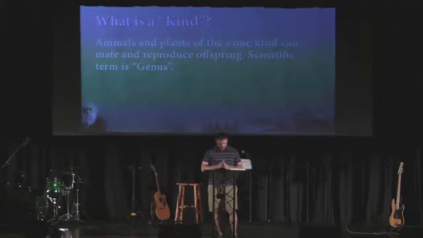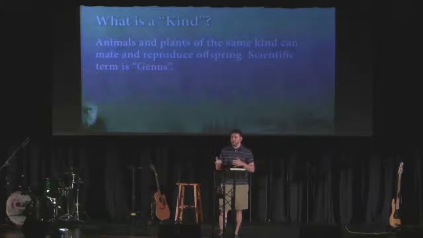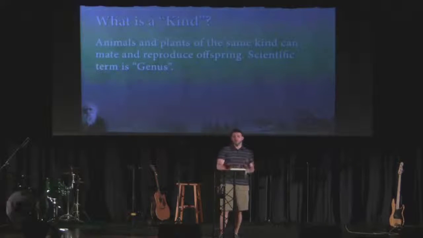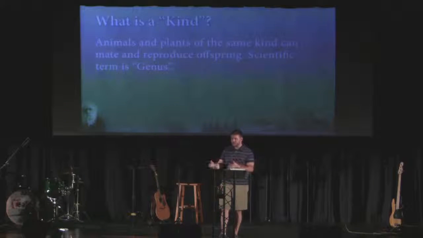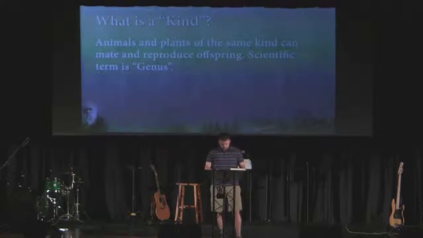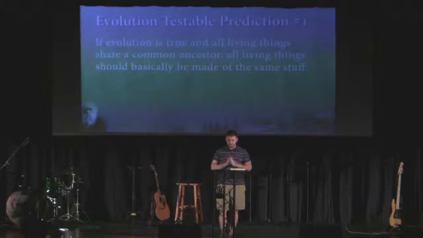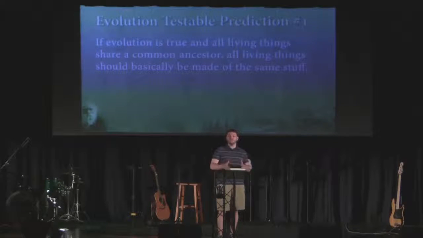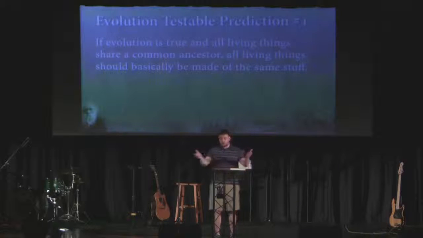All right, so we have two hypotheses that try to explain why we have different kinds of living things on this planet. And in order to test a hypothesis, you have to have a testable prediction. So evolution has a few of these. Evolution testable prediction number 1 would be: if evolution is true, all living things share a common ancestor, and all living things should basically be made of the same stuff. Makes sense? They all came from the same living thing, so they should be made of the same stuff.